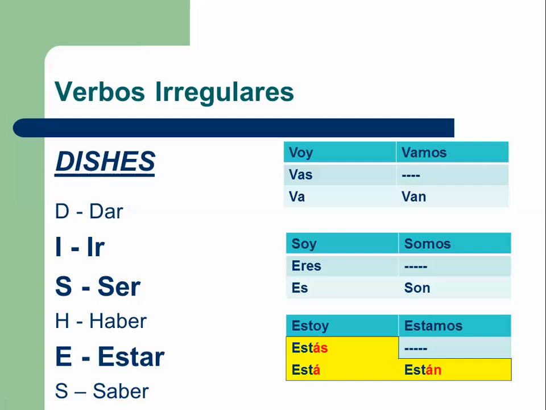But remember, you have to have that accent mark so you can distinguish it from the this, that, these, and those that we learned also last week. All right. That's your irregular verbs. Those are the 3 major irregular verbs.